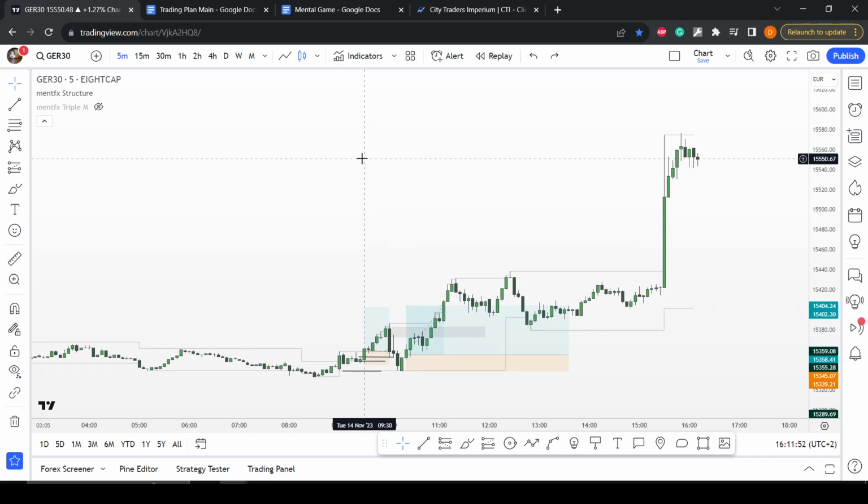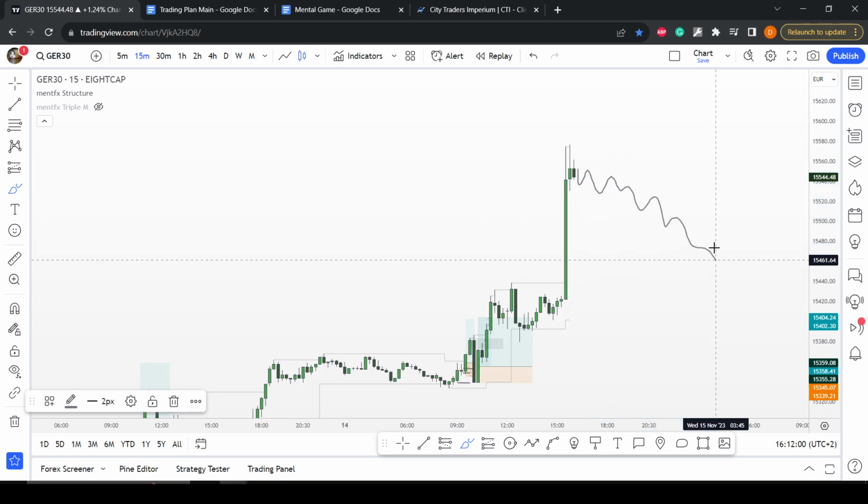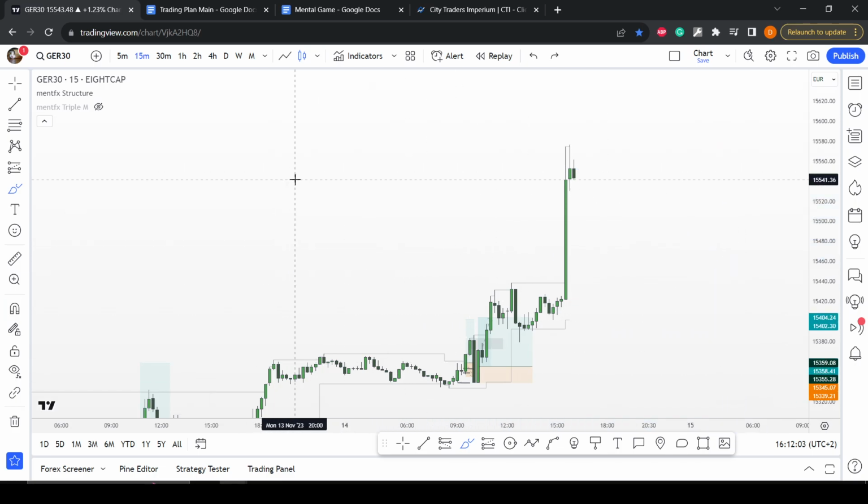12R or 13R even. And I don't want to trade it now because I expect it to fade out a bit, to do something like this, and then tomorrow we will have new day. Yeah, so this is it.